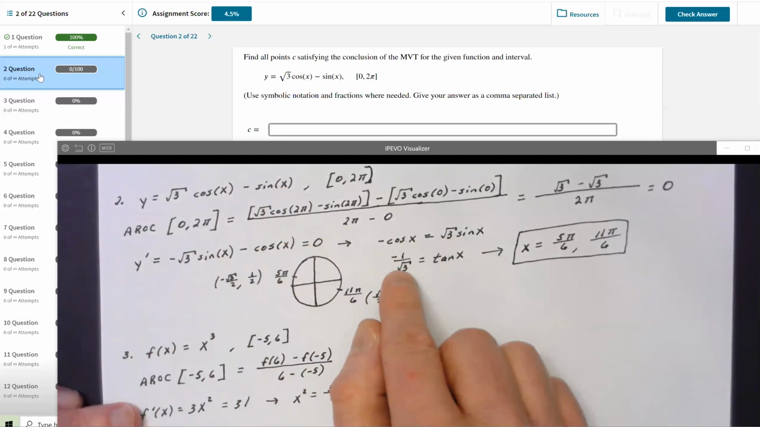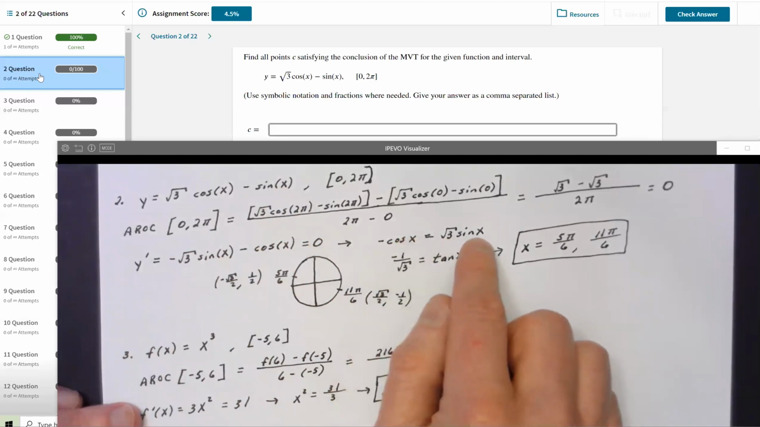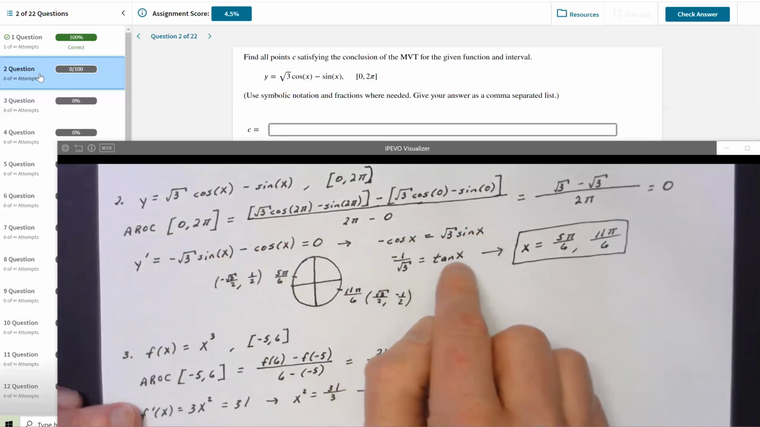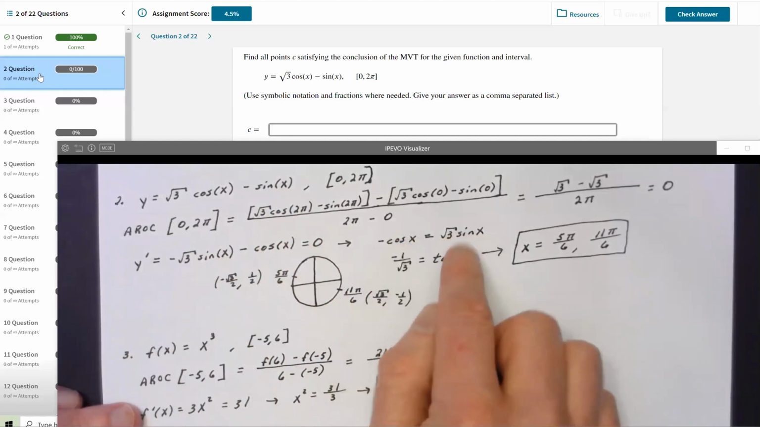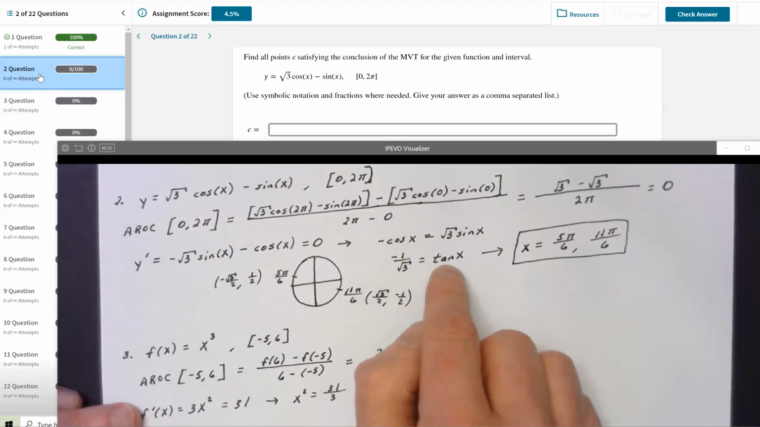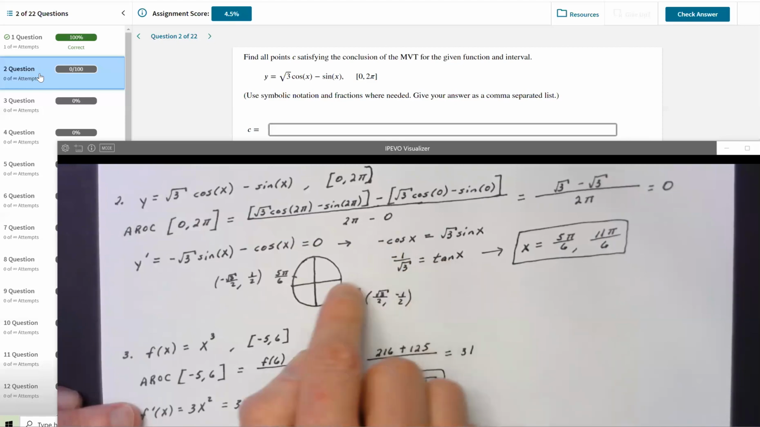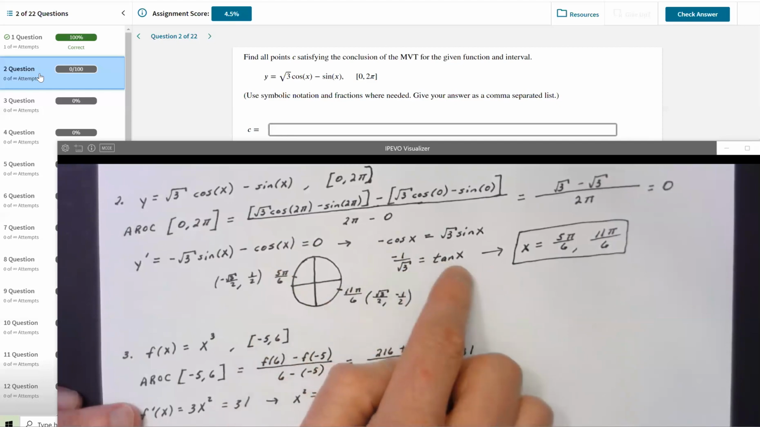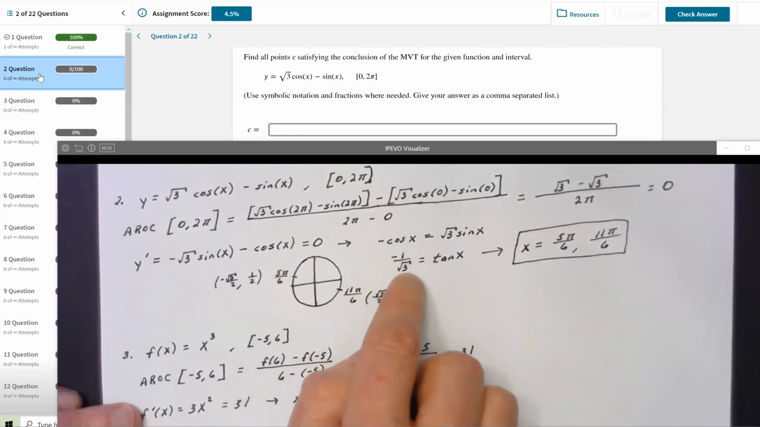And then I said, well, if I divide by the cosine on each side, sine over cosine is tangent. And then I also divided by the root of 3 on each side. So I got negative 1 over the root of 3 is equal to the tangent of x. Here I've shown both places on the unit circle where that is true. When is the tangent of x negative 1 over the root of 3?